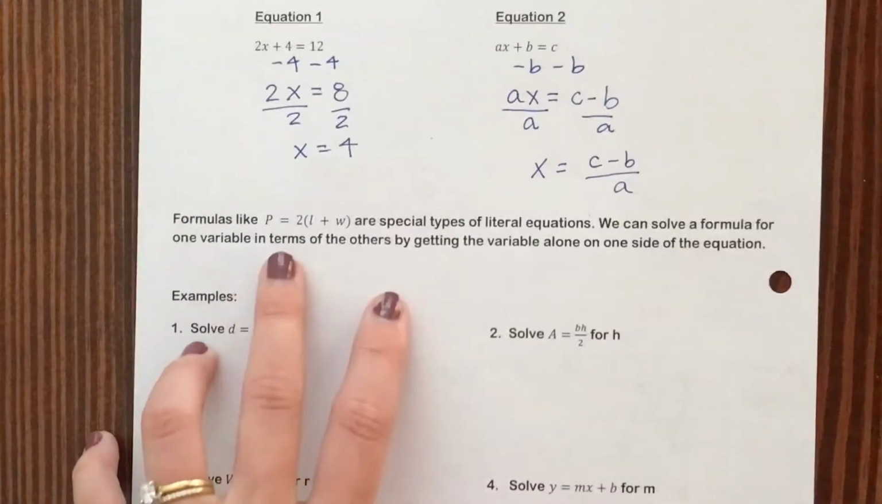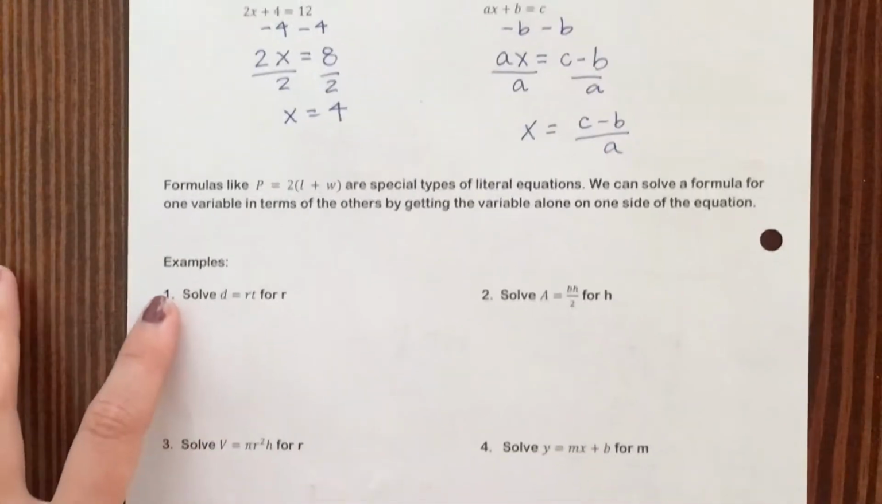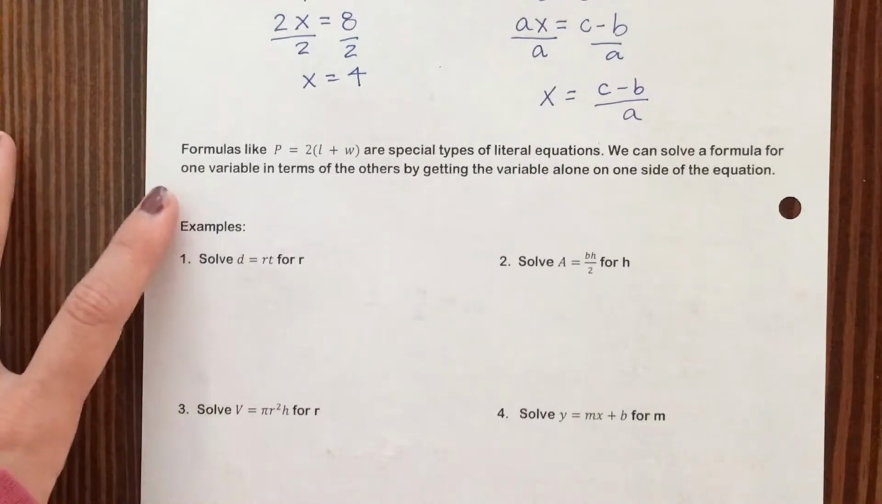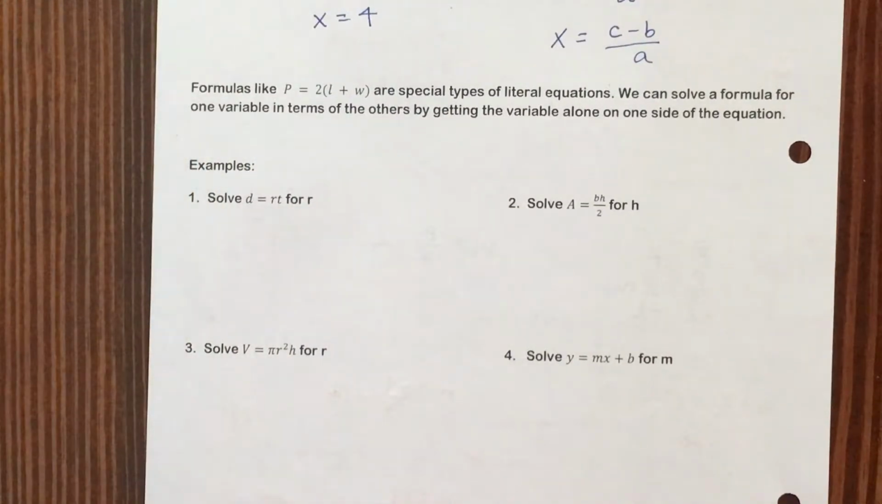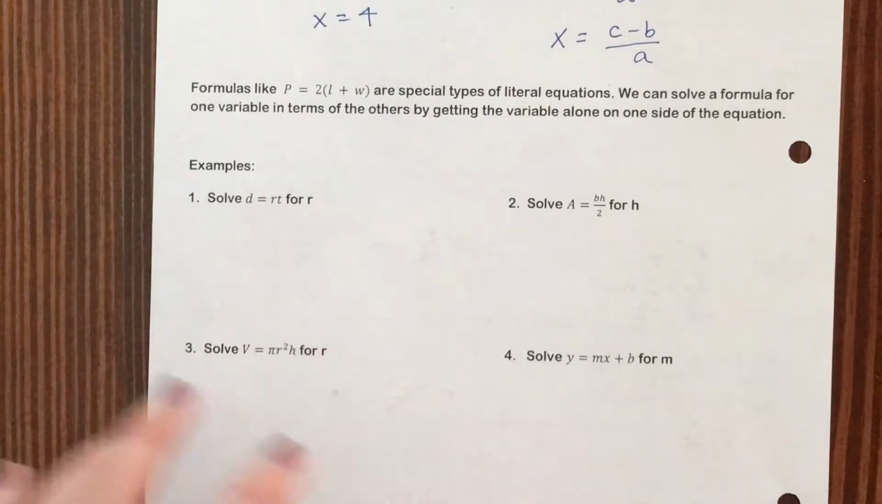It says formulas are just special types of literal equations, and we're going to solve for a formula in terms of one variable. This is really important when it comes to science. So in biology, you're going to solve for mass over and over and over again, so why not rewrite your formula so you have mass equals? Same thing in earth science and chemistry. You're going to solve literal equations.